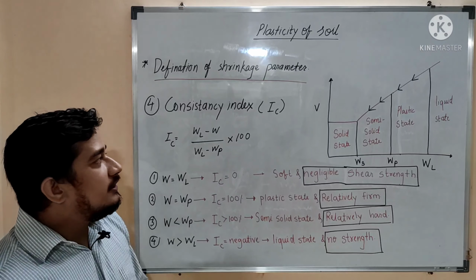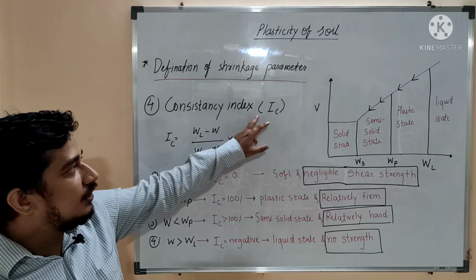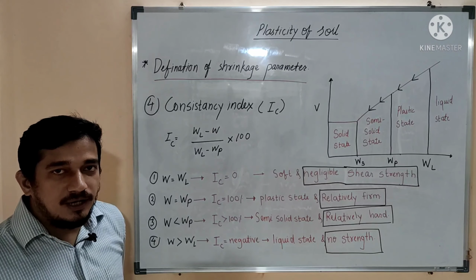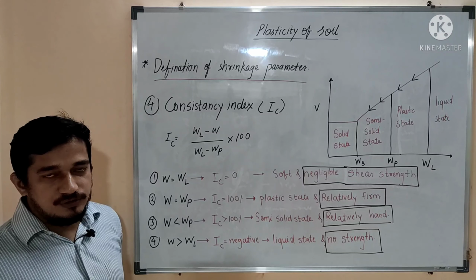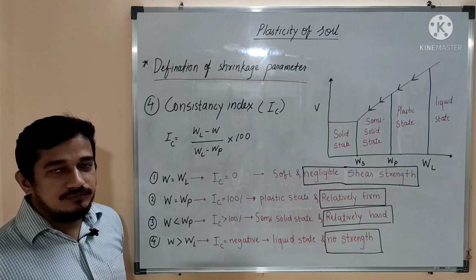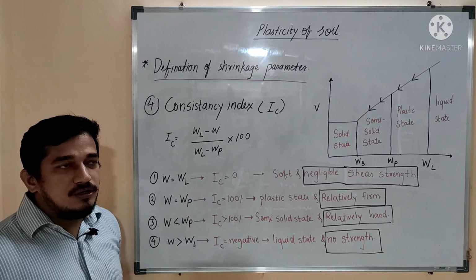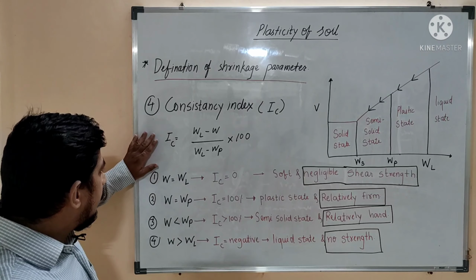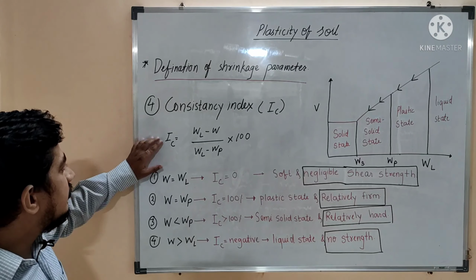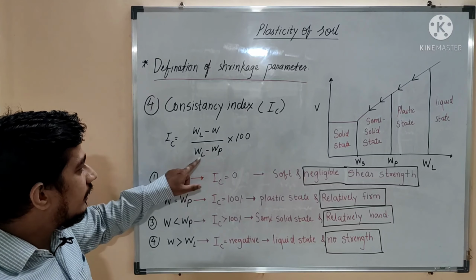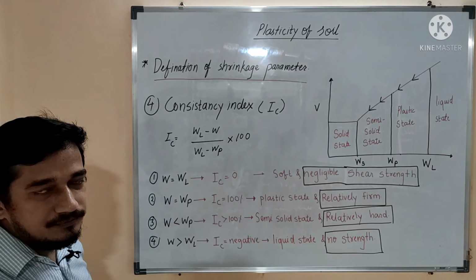So the next parameter is the consistency index denoted by symbol IC. As we know, consistency can be defined as a resistance to deformation, so as to indicate the strength of a soil to deformation. So this term consistency index is developed. The formula for it is IC is equal to (WL minus W) divided by (WL minus WP), that is IP, multiplied by 100.